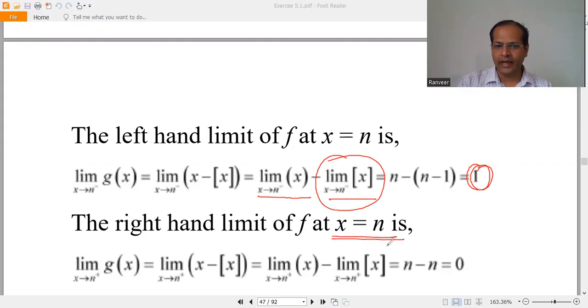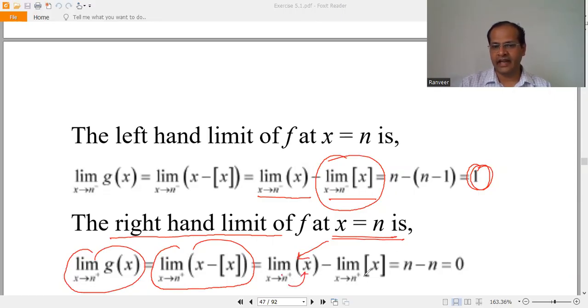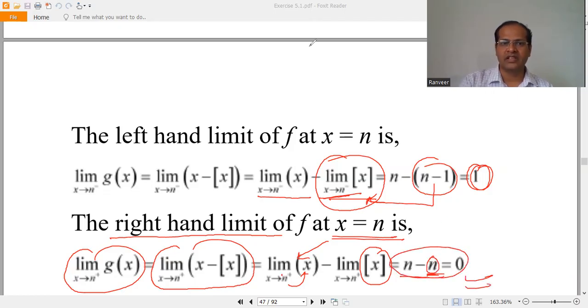So x equal to n is the particular point we want to check. The right hand side limit: limit x tending to n plus, function definition, first of all we take x and substitute the value of n, and after that, n plus the greatest integer function is nothing but n. So this is the very, very important thing. X tending to n minus, the value is n minus 1, and for n plus, this is n. So once we solve, this is not equal to 0.